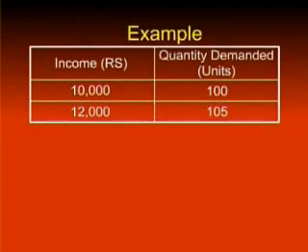Let's now look at a table and see how income elasticity of demand is calculated. Here we will take the case of point elasticity. So we will measure the income elasticity, which is denoted by YED, at a particular point. Now the table basically says that at an income level of 10,000 rupees, the quantity demanded of, let's say, some good A is 100 units. And if the income goes up to 12,000 rupees, then the quantity demanded of the good increases to 105 units.